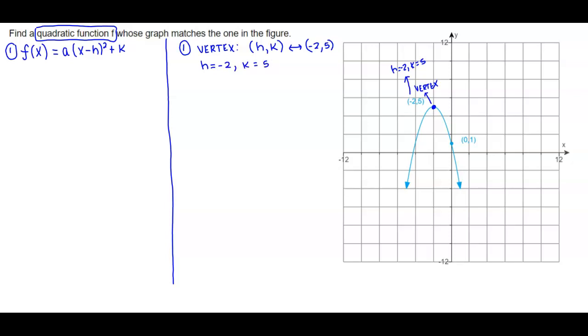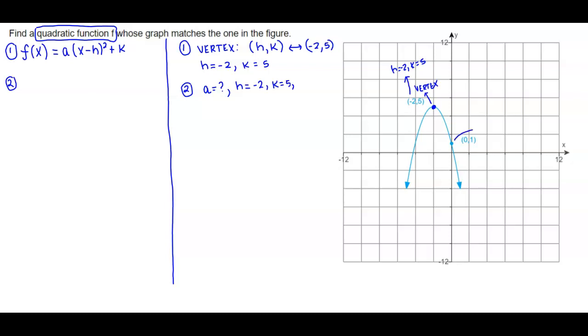Okay, now we need to determine what is the value of a, because we want to be able to determine what is this function. So we have to figure out what is a. Okay, so in order to find a, we are given the fact that h is equal to -2. We're also given the fact that k is equal to 5. But then we need to know other points.